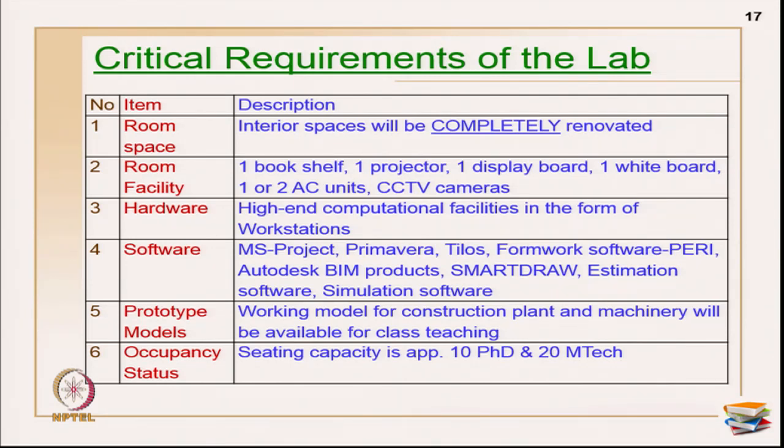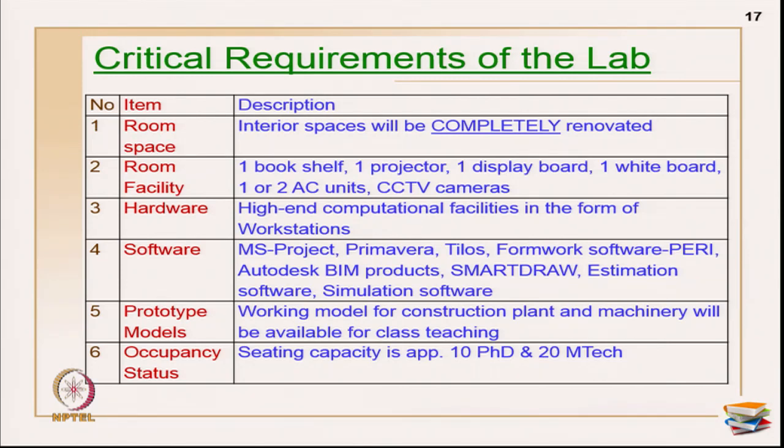Somebody started talking about what all is required to be done within the given scope. It has to be functional. The functional features of the rectangular space are supposed to serve as a computational lab. So, that has to be set up. Okay. So, the room space, room interiors, room facilities, hardware, software, prototype models.